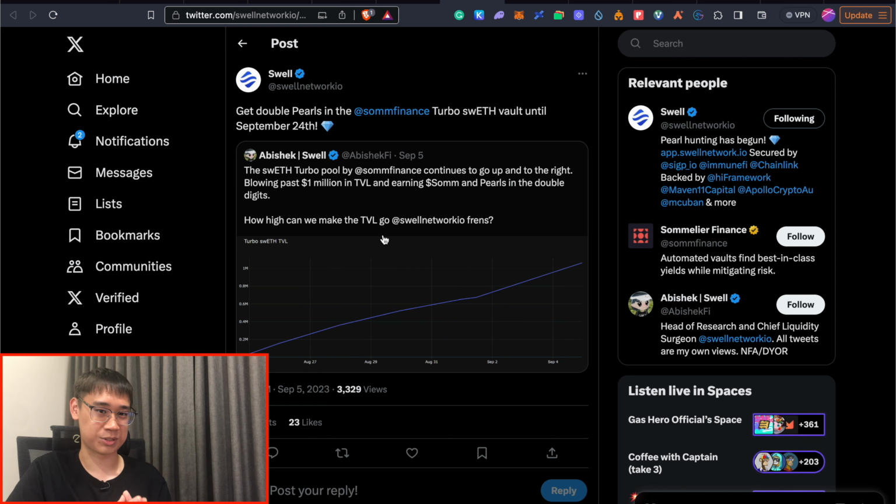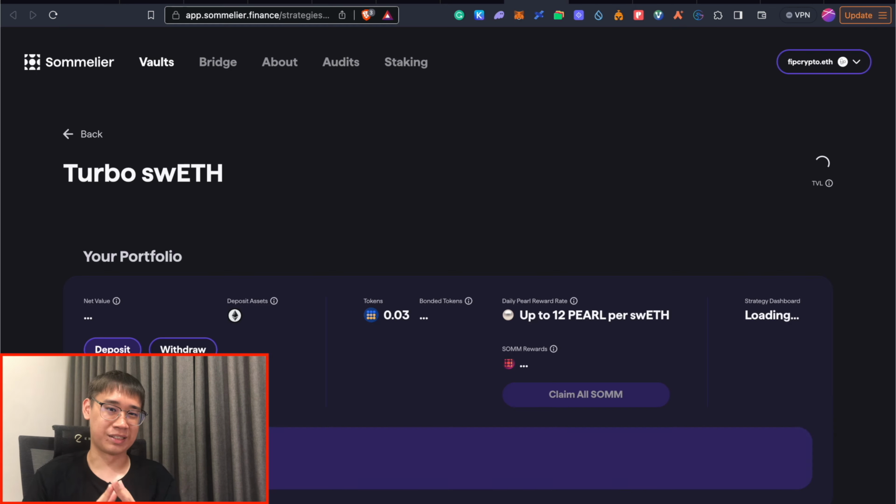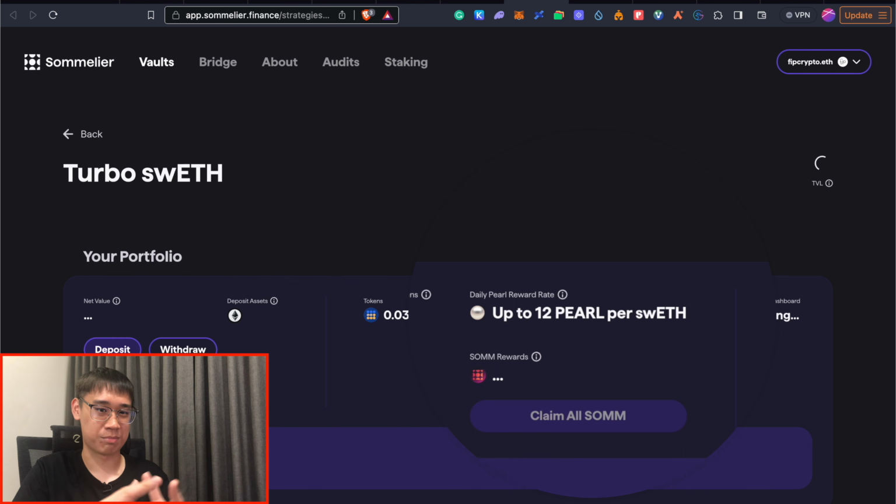However, I saw this announcement where you can get double pearls by depositing your funds into this pool. And this platform just requires you to deposit Wrapped Ethereum, and then you'll be able to earn 2x pearls depending on the amount that you deposit.